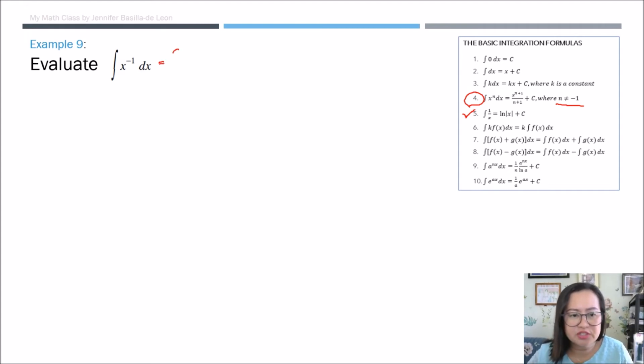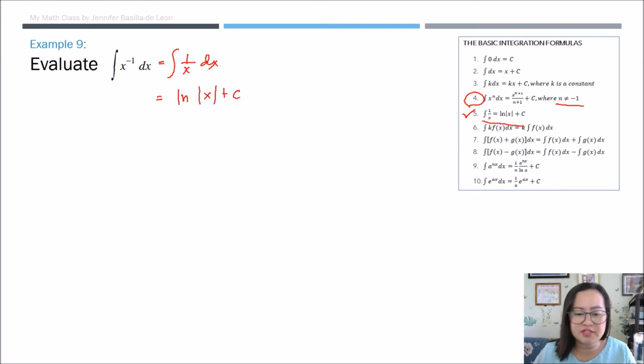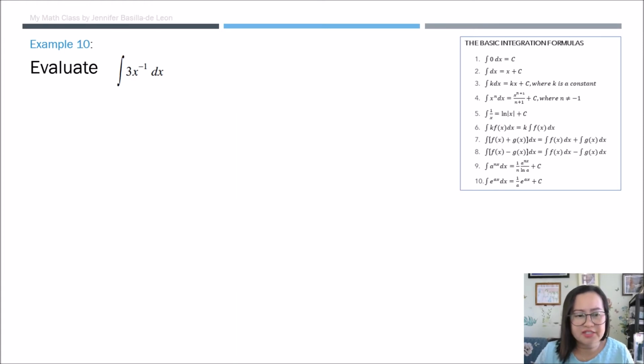This expression can be rewritten into this form. X raised to negative 1 can be 1 over x. Okay, so that we can clearly see that it's really rule number 5 that we are going to use. So we will have ln of the absolute value of x plus c. So that's the antiderivative of x raised to negative 1 dx. Now let's have example number 10, wherein we still have x raised to negative 1.